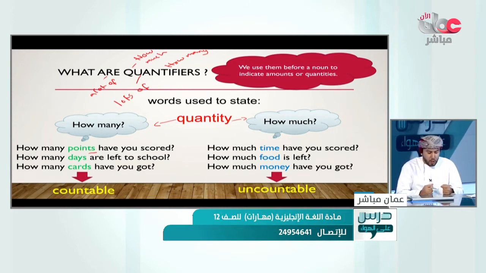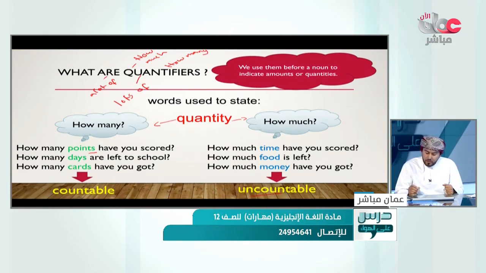Another example, how many days are left to school? How many cards have you got? Maybe you got 5 cards or 10 cards. So it means that we can count them. While how much should be followed by uncountable nouns.